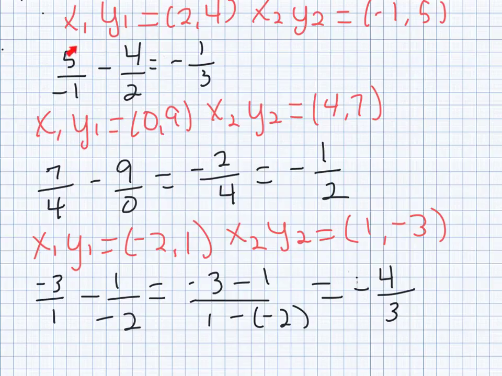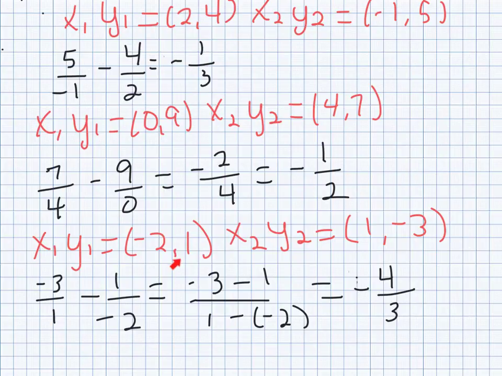Okay, let's look at these examples. For negative slope, we have x1, y1 equals 2, 4, x2, y2 equals negative 1, 5. We plug in our data points, so we have 5 minus 4 over negative 1 minus 2. That equals negative 3. In another example, x1, y1 is 0 and 9. x2, y2 is 4 and 7. We set up our formula. 7 minus 9 over 4 minus 0 equals negative 2 over 4, and that answer works out to be negative 1/2.